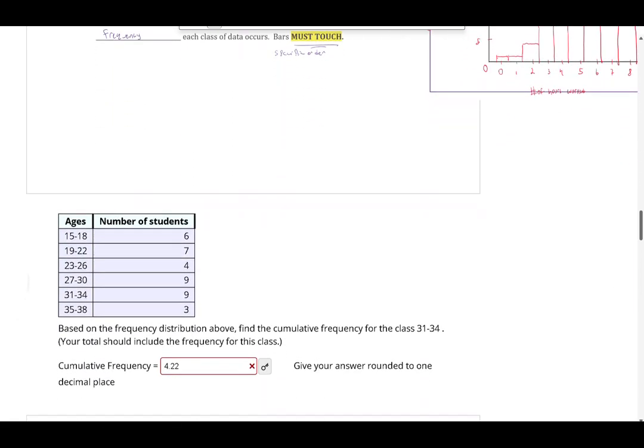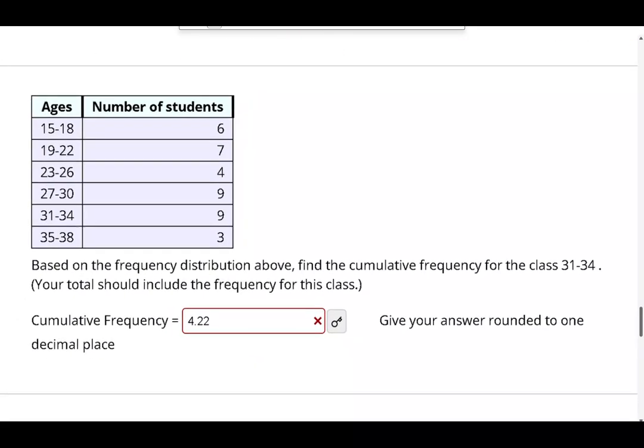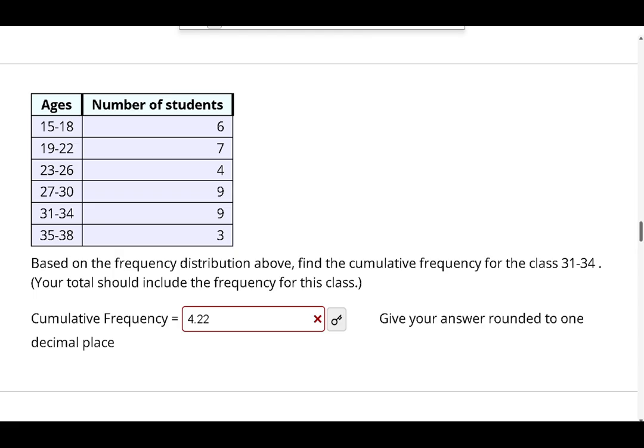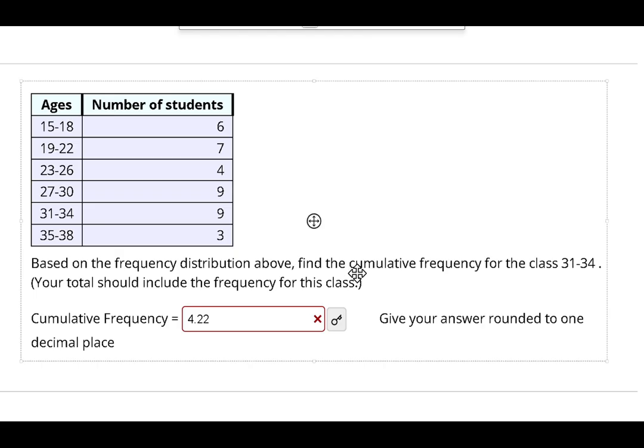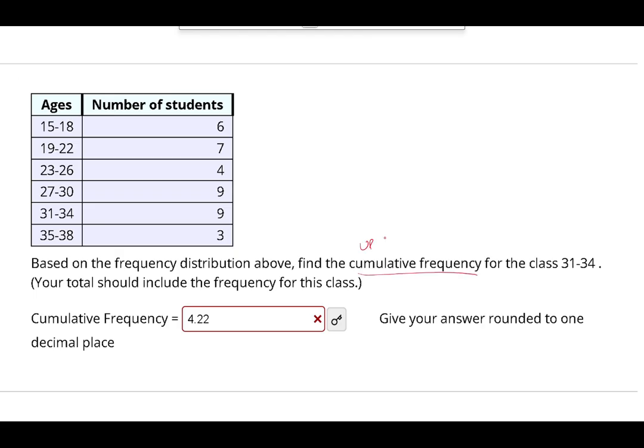This last example is an example from a homework question. This asks us, based on the frequency distribution above, find the cumulative frequency for the class of 31 to 34. Your total should include the frequency for this class. So we would want to include up to and including all of the values. Again, cumulative frequency is up to and including. I believe the student that attempted this question when they sent it to me was trying to do the relative frequency, not the cumulative frequency.